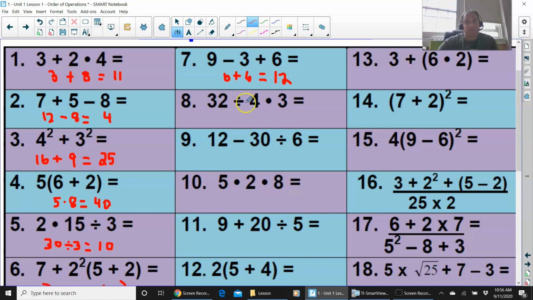So that's 8. And then just bring down, don't take another step. 8 times 3, 24.